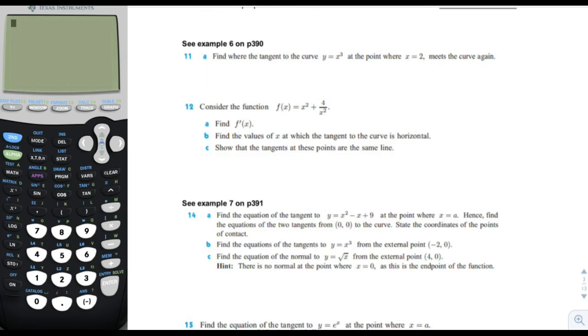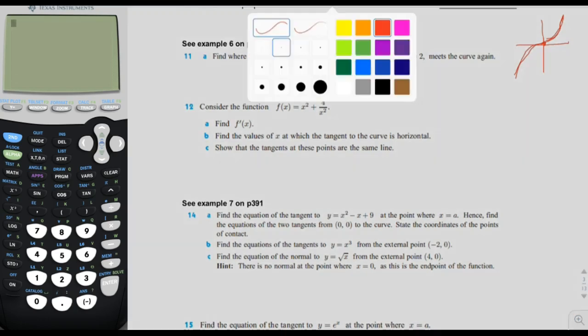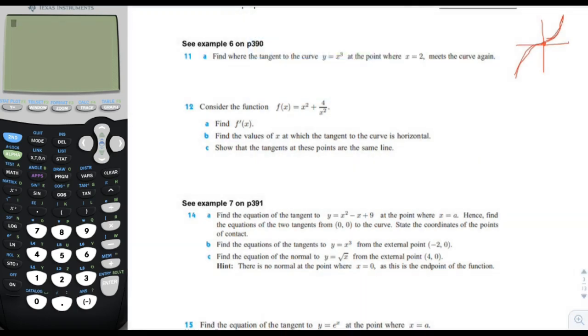Okay, so remember that y equals x cubed looks kind of like this. It goes through the origin, goes down here, goes up here. So it says at x equals 2, there's a tangent. I'll use blue. And I guess it crosses at x equals 2, and eventually crosses again, maybe down here or something.